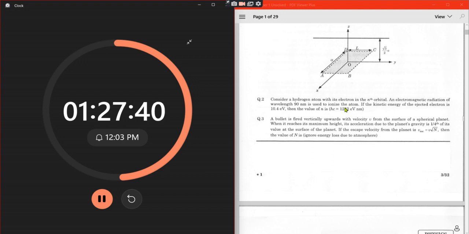It's just 13.6 upon n squared, plus the kinetic energy, which is 10.4 electron volts. This is equal to hc upon lambda, with wavelength in nanometers, so it's 1242 upon 90. That actually makes sense.